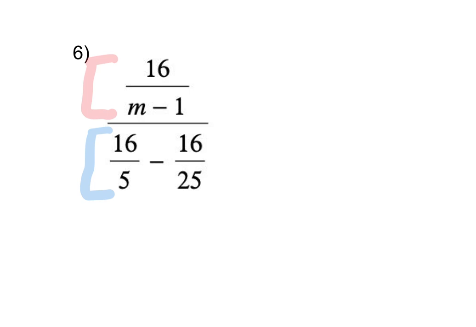The top is just 16 over m minus 1. I can't do anything with that, so that's going to stay. The bottom, however, I can subtract, but I need the denominators in that bottom to be the same. Right now, one's 5, one's 25. So I'm going to make them the same by multiplying that guy by 5. When you do 5 times 16, what do we get there? Okay, and we still have the minus 16 over 25 because that didn't change.